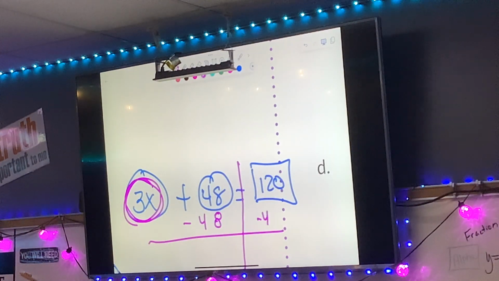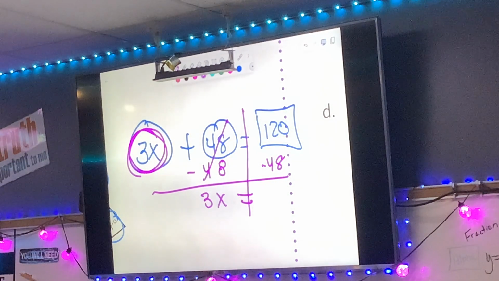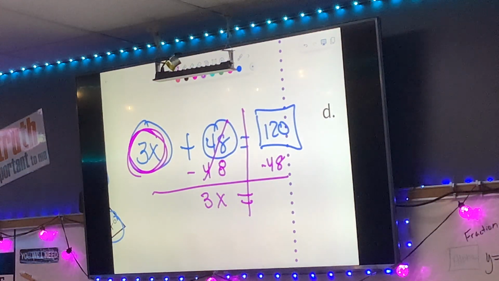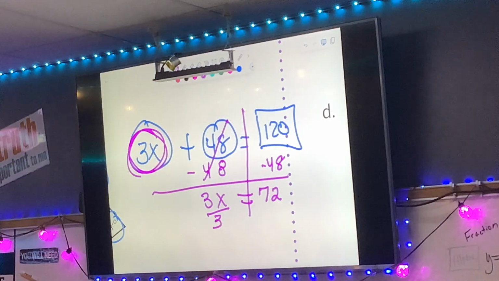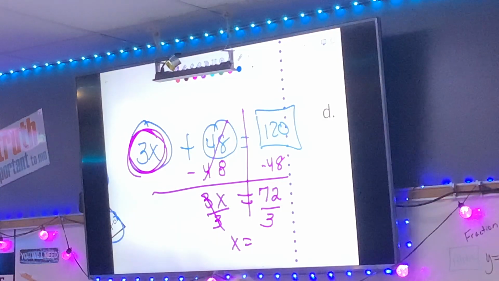So y'all did these last year. So you're going to subtract 120 minus 48. That means our calculator should be clicking, unless you're doing it in your head. 72. And now what do I do here? Divide by 3. And we are solving for x. 24.